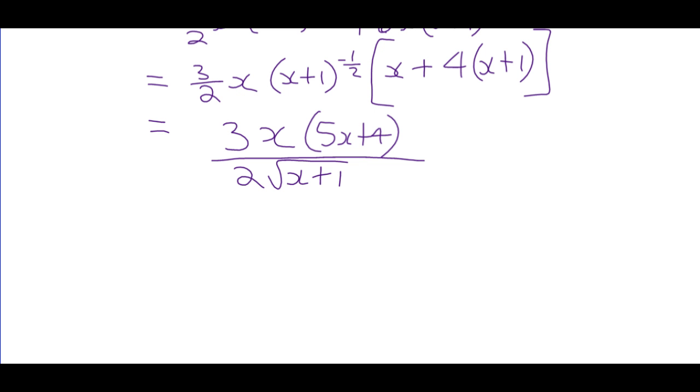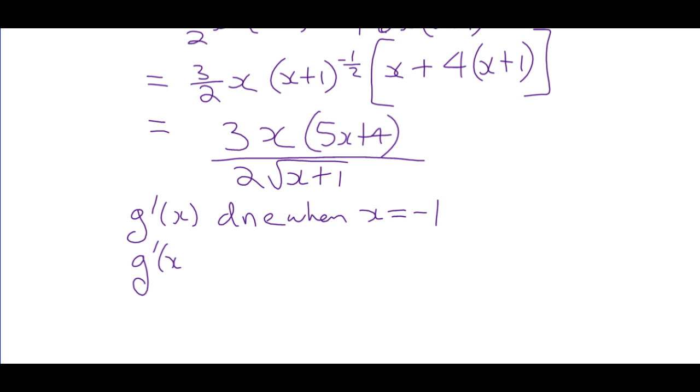Okay, so critical numbers. So g prime of x does not exist when x equals negative 1. Got a problem at negative 1. And g prime of x equals 0 when x is 0 or negative 4/5. Okay, 0 or negative 4/5. So we need to go and find those intervals. So I'm going to go to a new page now.